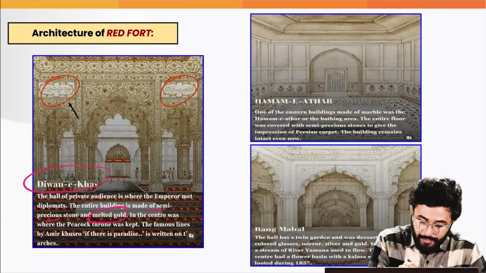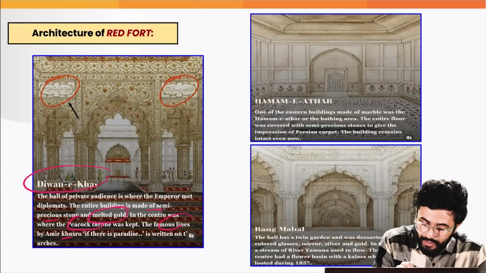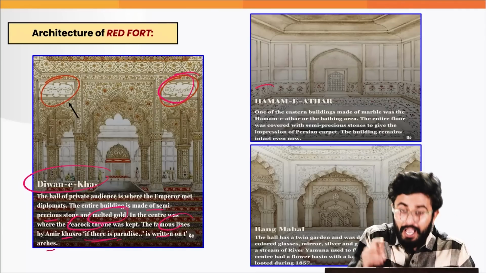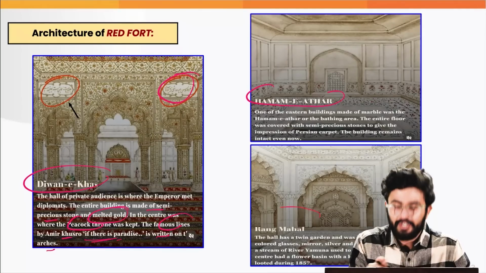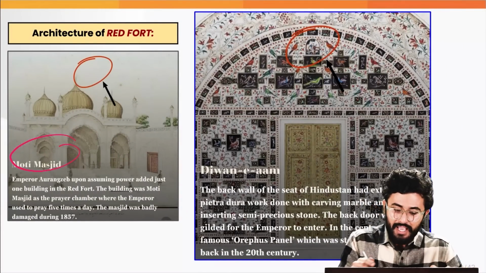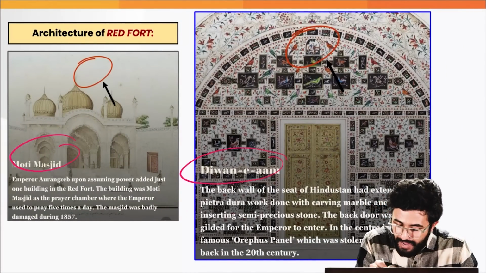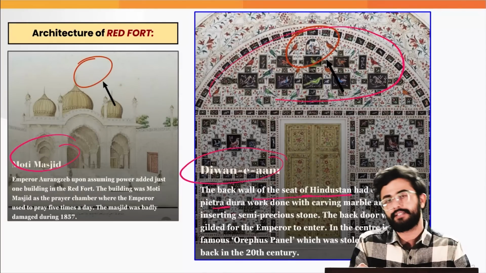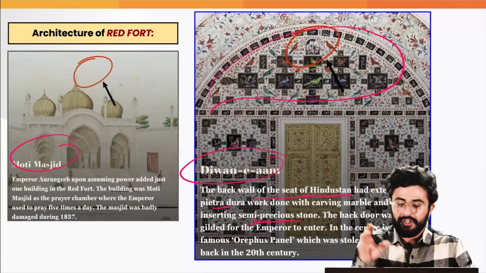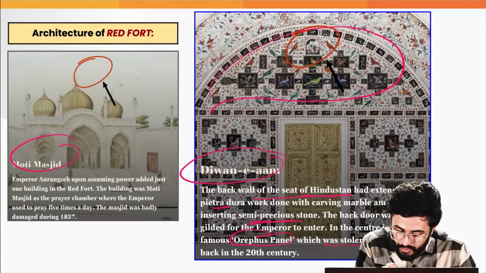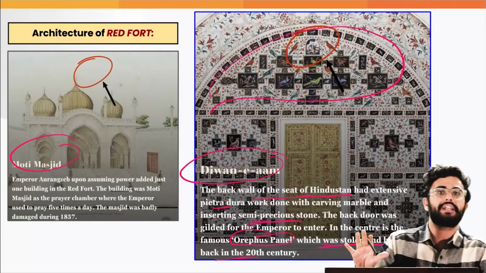It was here where the Peacock Throne was kept, taken by Nadir Shah, and the famous line of Amir Khusrau, "If there is a paradise," is written on the arches here. Then you can see the Hammam-e-Athar here as well, the Rang Mahal, or for example the Moti Masjid, which was actually created by Aurangzeb, and the Diwan-e-Am, the back wall of the Seat of Hindustan, which has extensive Pietra Dura work, which you can see here, as well as the use of semi-precious stone. In the center is the famous orifice panel, which was stolen and brought back to India in the 20th century.